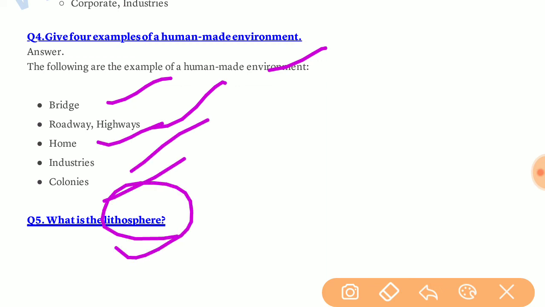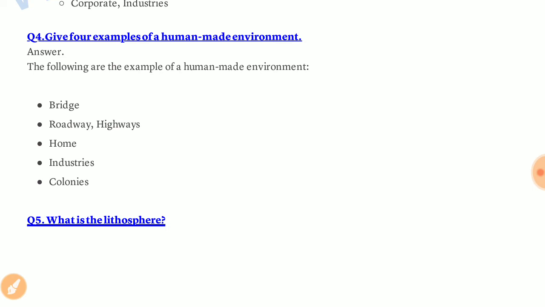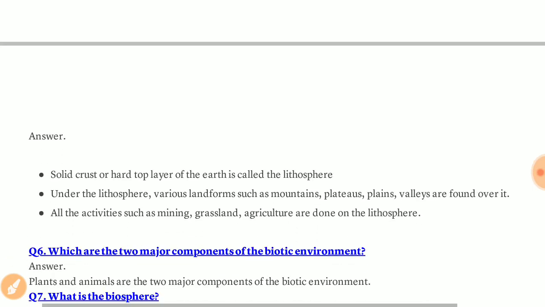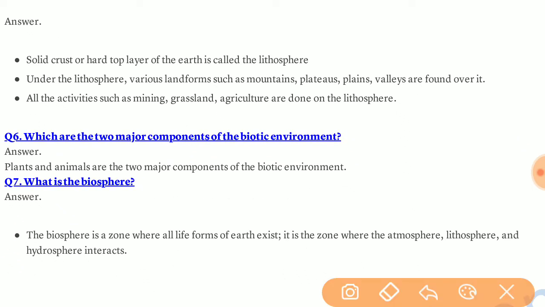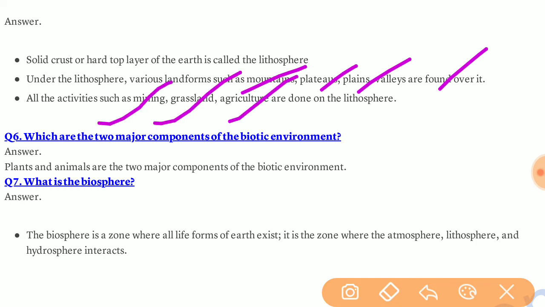What is lithosphere? Lithosphere is the solid layer of rocks on earth. It is the topmost layer of earth. On the earth, we have mountains, plateaus, plains, valleys found over it. All activities such as mining, grassland, agriculture are done on lithosphere.